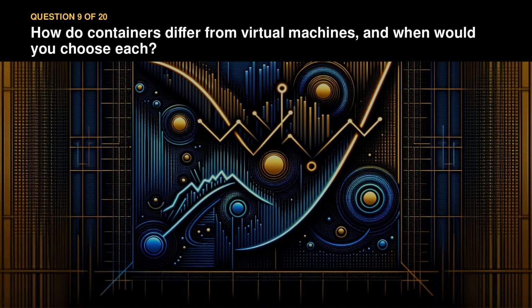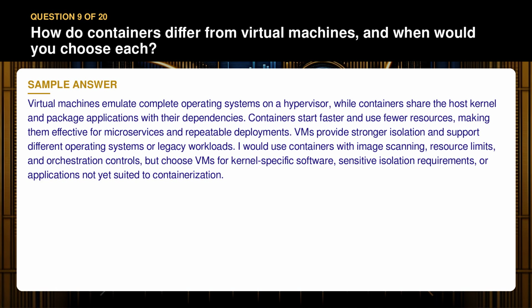Question 9. How do containers differ from virtual machines, and when would you choose each? Virtual machines emulate complete operating systems on a hypervisor, while containers share the host kernel and package applications with their dependencies. Containers start faster and use fewer resources, making them effective for microservices and repeatable deployments. VMs provide stronger isolation and support different operating systems or legacy workloads.